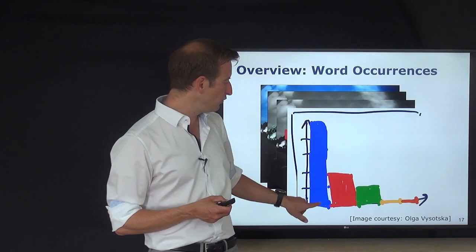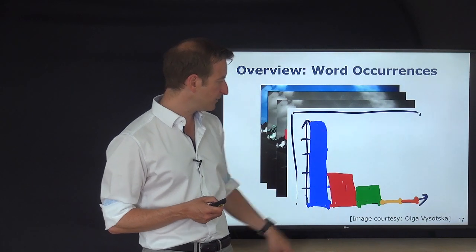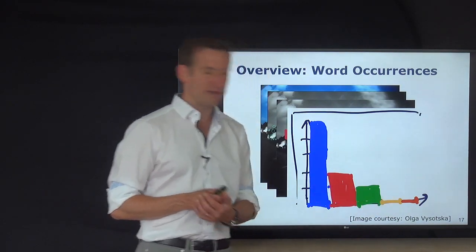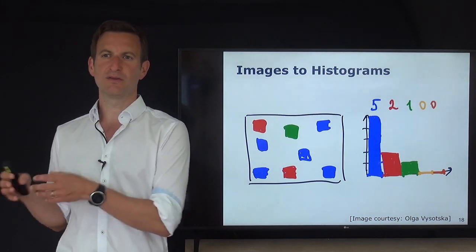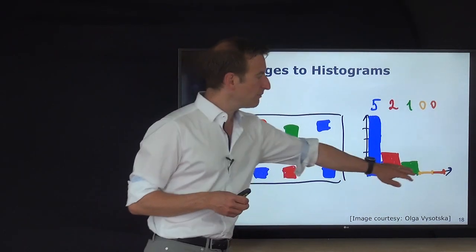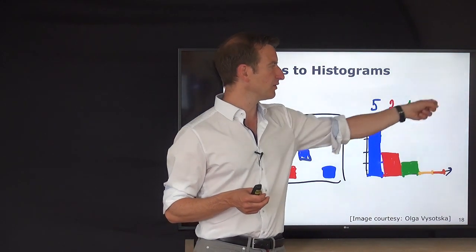Here is my blue visual word, which has a count of 5, the red one with a count of 2, the green one with a count of 1, and the other two did not appear. So we have a histogram 5, 2, 1, 0, 0. This histogram can basically be expressed by a vector saying 5, 2, 1, 0, 0.